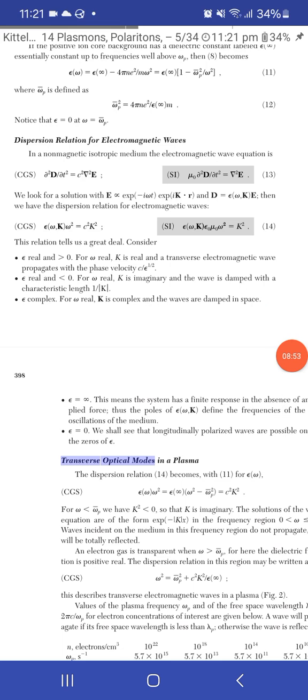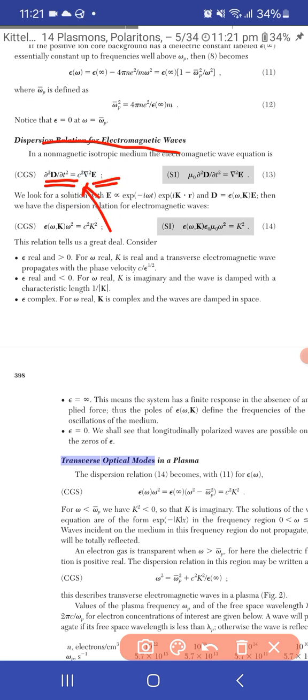So on a side note, the dispersion relation for electromagnetic waves. The double time derivative is equal to the spatial derivative, the double spatial derivative of E times c square times 1 by mu. E is something like the exponential of omega t plus kx terms.